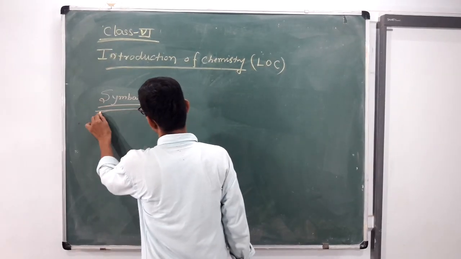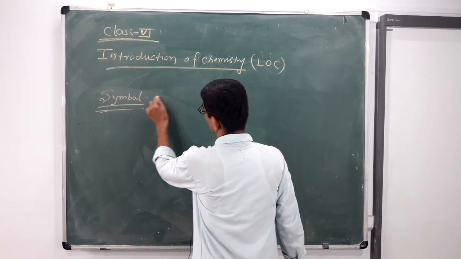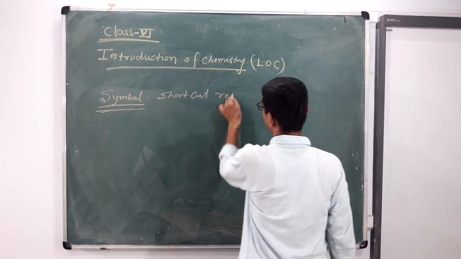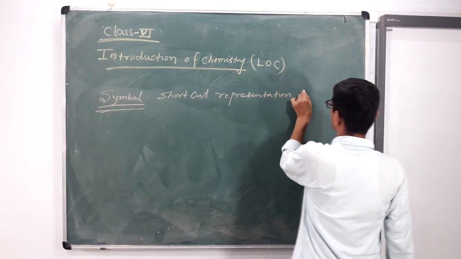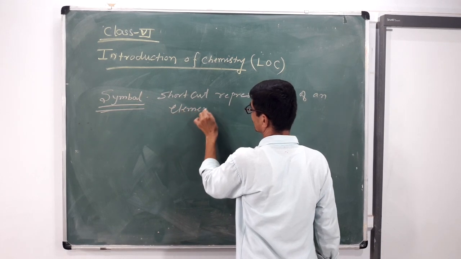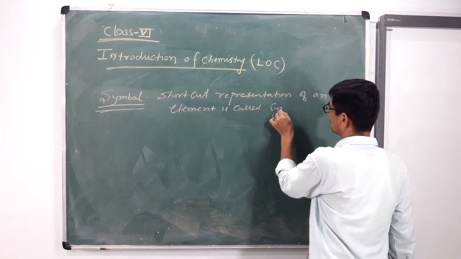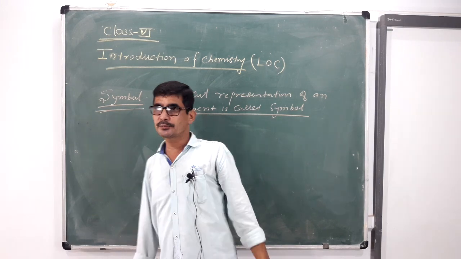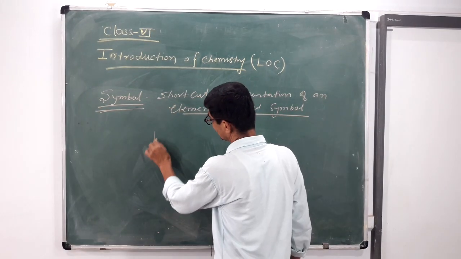So one term is here. What is symbol? Shortcut representation of an element is called symbol. Shortcut representation of an element is called symbol, such as hydrogen.